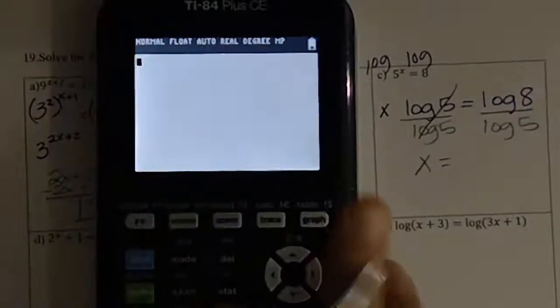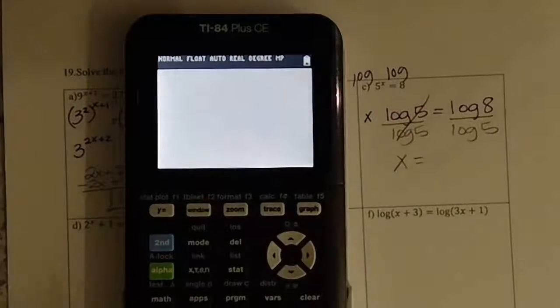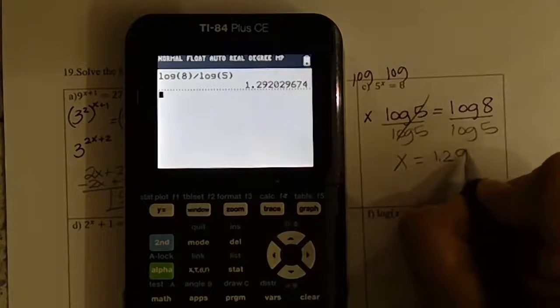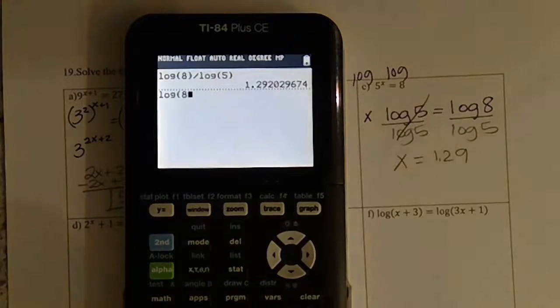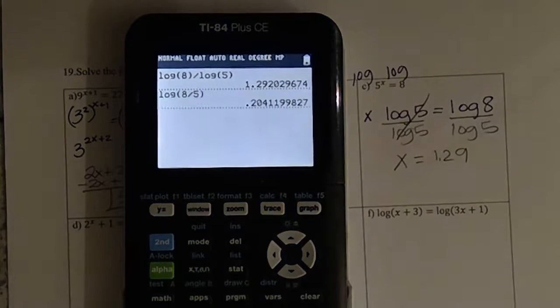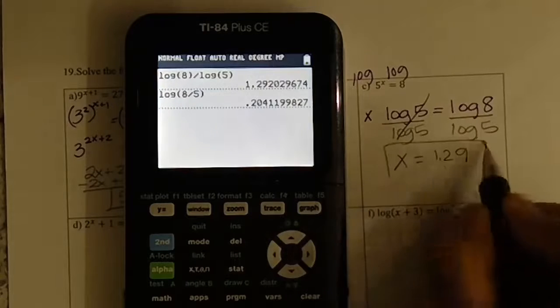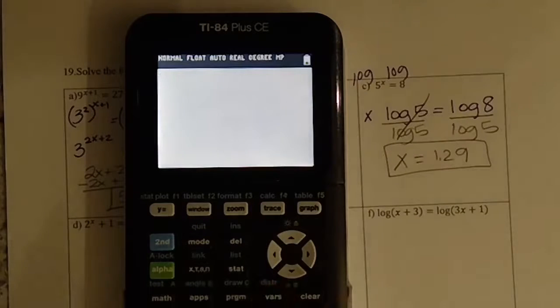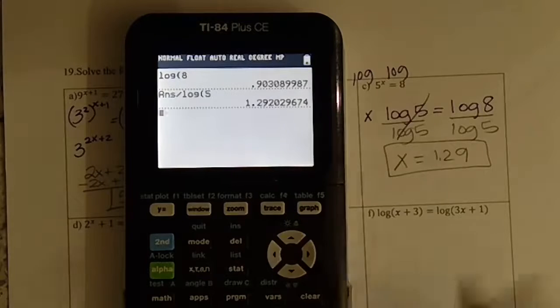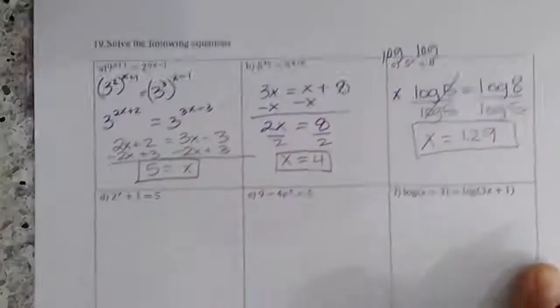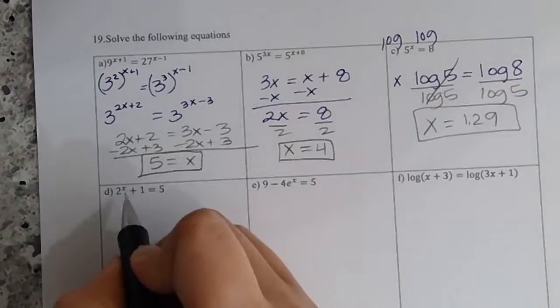So in your calculator, log 8 divided by log 5 is 1.29. If you had done log 8 divided by 5, this is wrong, and students also make that mistake. The correct answer is this. And again, if you weren't sure, you could always do it in 2 steps: log 8 divided by log 5, 1.29. Next one, here we have, so first isolate your variable.